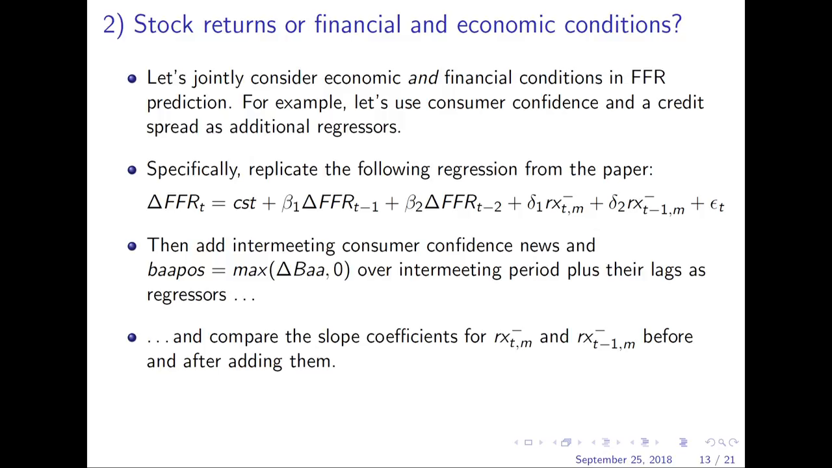Specifically, I replicate one of the regressions from the paper of changes in the federal funds rate target on a given FOMC date on two lags of that same variable, and then the stock market put variable, so the negative of the accrued stock returns in the previous intermeeting period and its lag. And then I will add to this regression consumer confidence news and a variable that essentially measures the increase in credit spreads over the intermeeting period. And just to be able to compare, I will also include their lags as regressors. And then I will compare the slope coefficients for the stock market put variable and its lags before and after adding these additional variables.